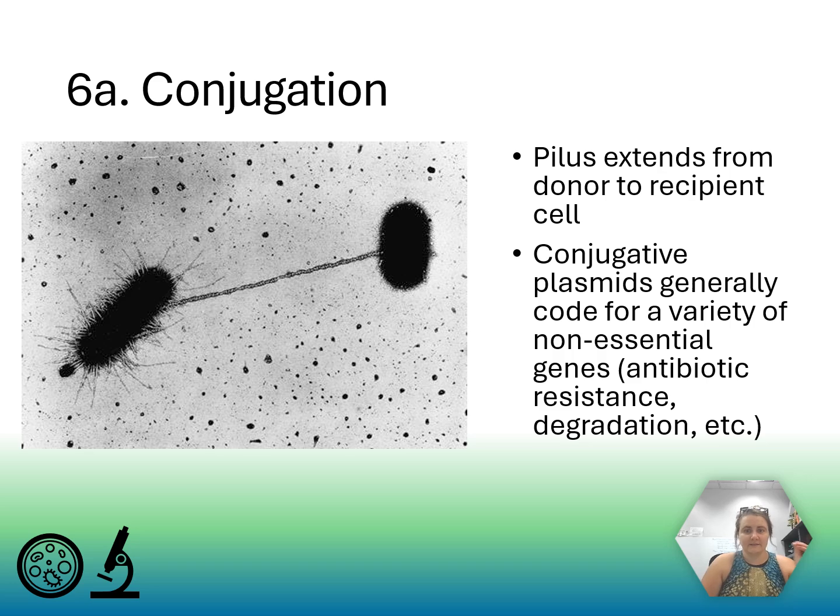Conjugation is that pilus extending from a donor to a recipient cell, and it's generally plasmids that are being transferred for a variety of non-essential genes. So this is not necessarily the entire bacterial chromosome, it's those small circular plasmids. This is how we get that antibiotic resistance in cells. I'm not going to say much more than that other than it's direct cell-to-cell contact.